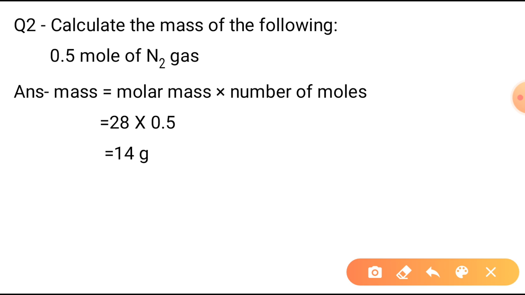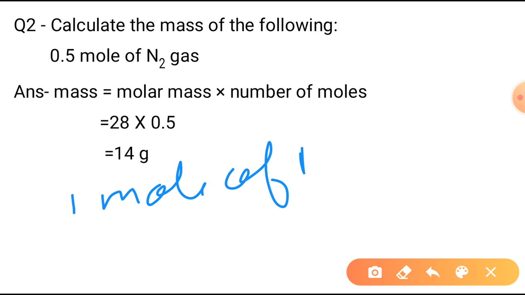Look, let me write for you: 1 mole of N2. So, first of all, nitrogen gas, its 1 mole is equal to 28 gram. Just because I have told you, for a molecule, the molecular mass in gram is at 1 mole. It's molar mass. Now you know that 1 mole of nitrogen is equal to this mass value and you want to find out for 0.5 moles. So you can do a simple calculation.